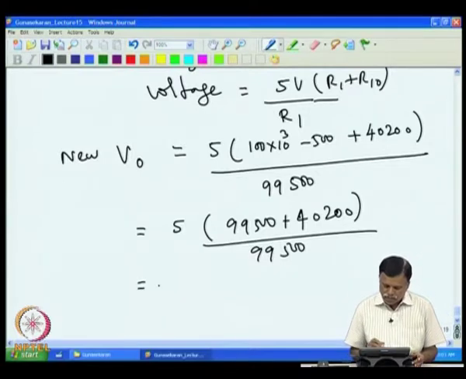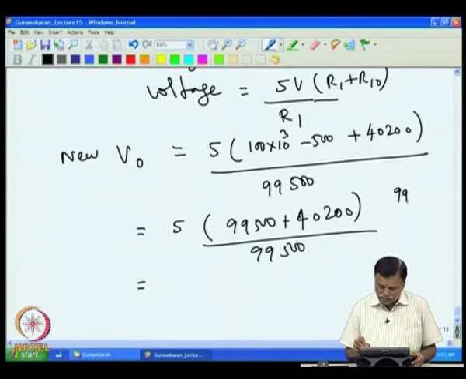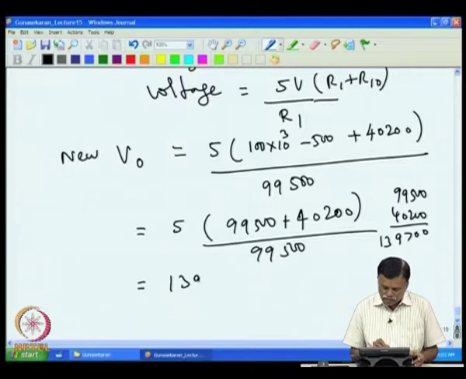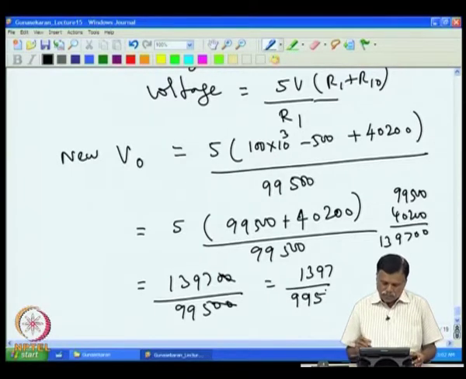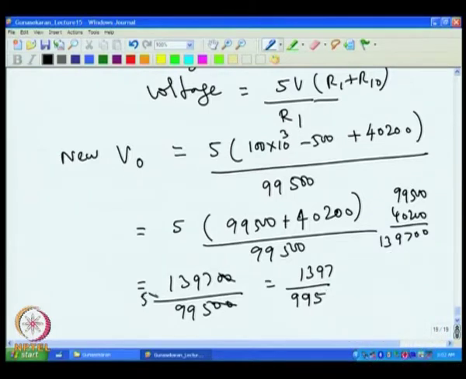Now, if you calculate that, you will get 99,500 plus 40,200, that comes to 139,700 divided by 99,500, that actually goes off. So you will get, of course, into 5 is there. If we simplify further, I write the next step.